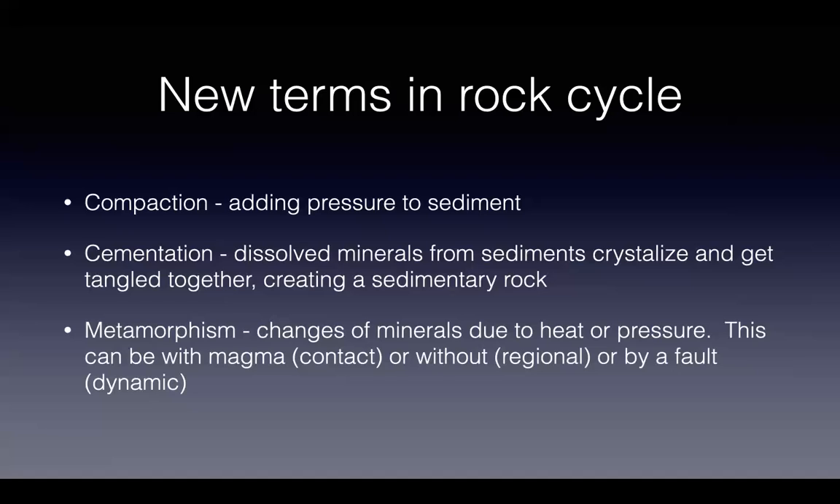You could have regional metamorphism, which is mostly from pressure. That would be how you would basically make foliated rock. The contact one would be non-foliated typically. Or you can actually have something called dynamic metamorphism, which is really interesting because it's caused by a fault.